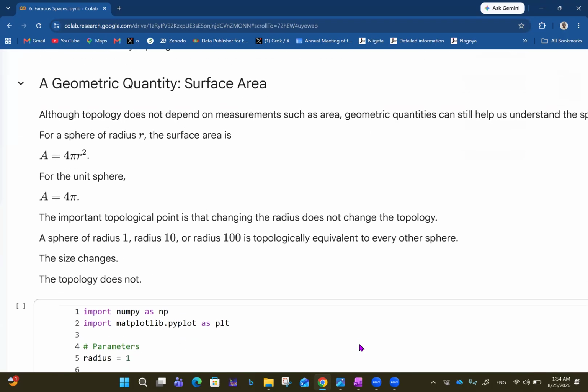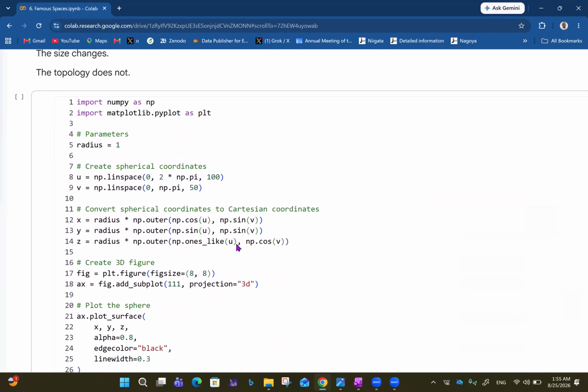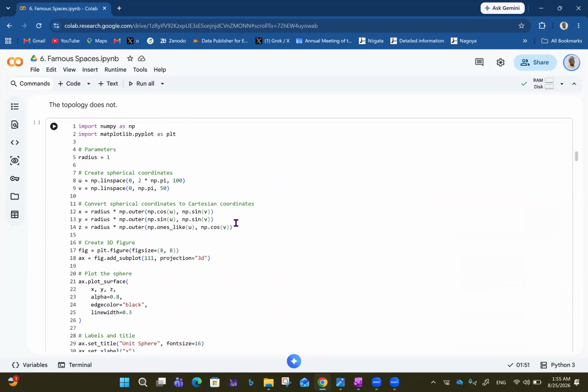Now a geometric quantity, the surface area. Although topology does not depend on measurements such as area, geometric quantities can still help us understand the space. For a sphere of radius r, the surface area A is 4πr². For the unit sphere, A is 4π, because the unit sphere has radius 1. The important topological point is that changing the radius does not change the topology. A sphere of radius 1, radius 10, or radius 100 is topologically equivalent to every other sphere. The size changes and the topology does not. We can represent a sphere using this Python code right here.